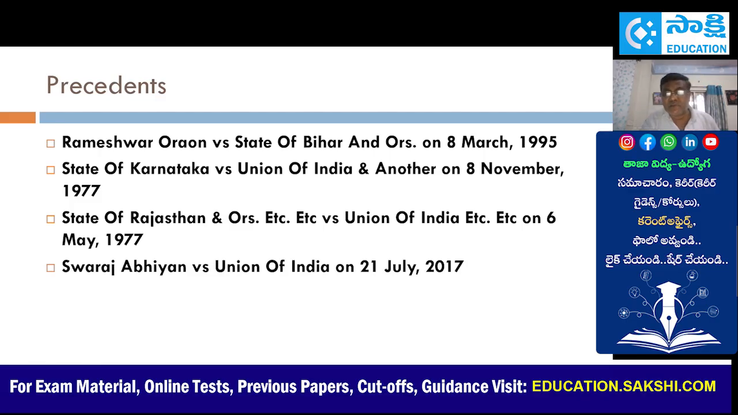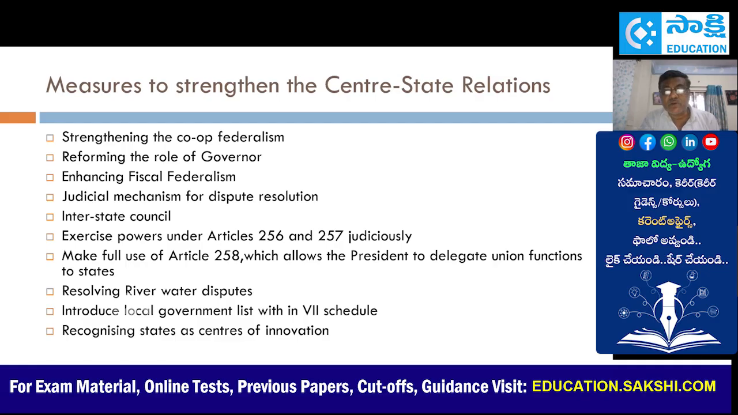So from this you can understand the executive powers of the Union government. Sometimes the directions of the Union government are highly justified, and at the same time the Union government can issue directions to the state government under Article 256. And finally, measures to strengthen the relations. How to strengthen the relation between the Union government and state government with regard to administrative matters? Strengthening cooperative federalism by reducing the central overreach.